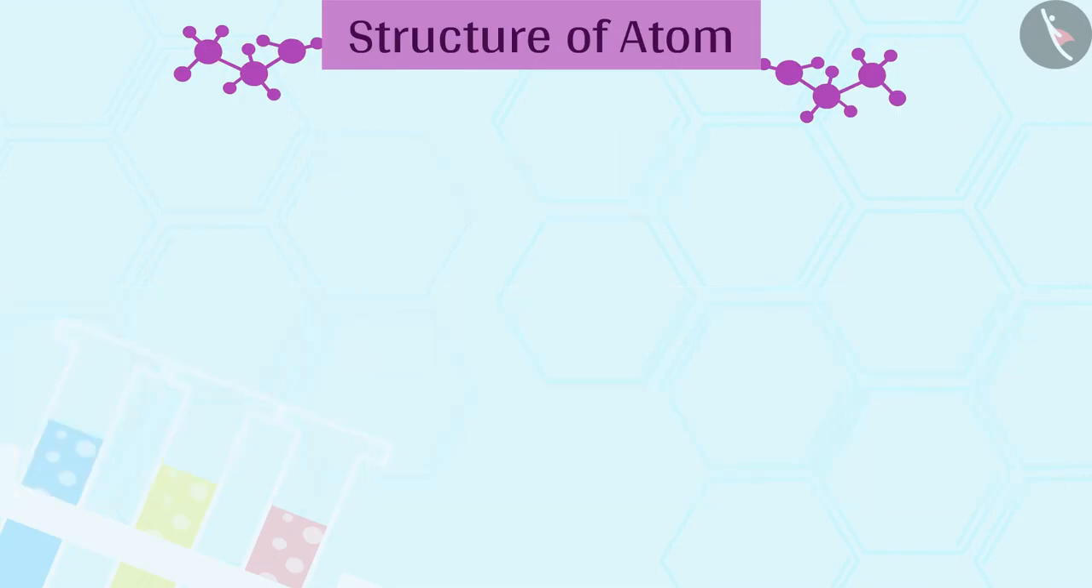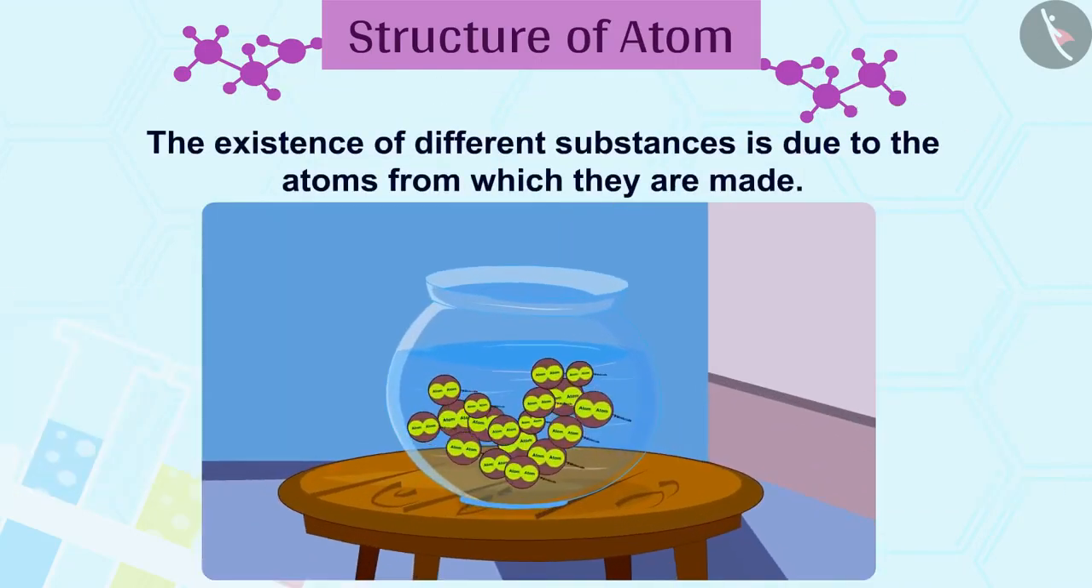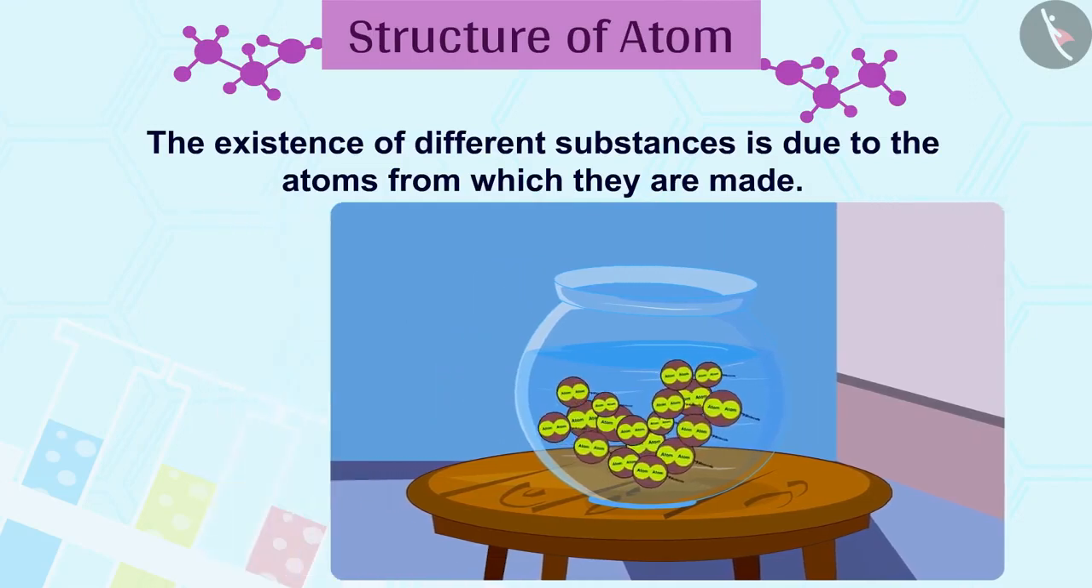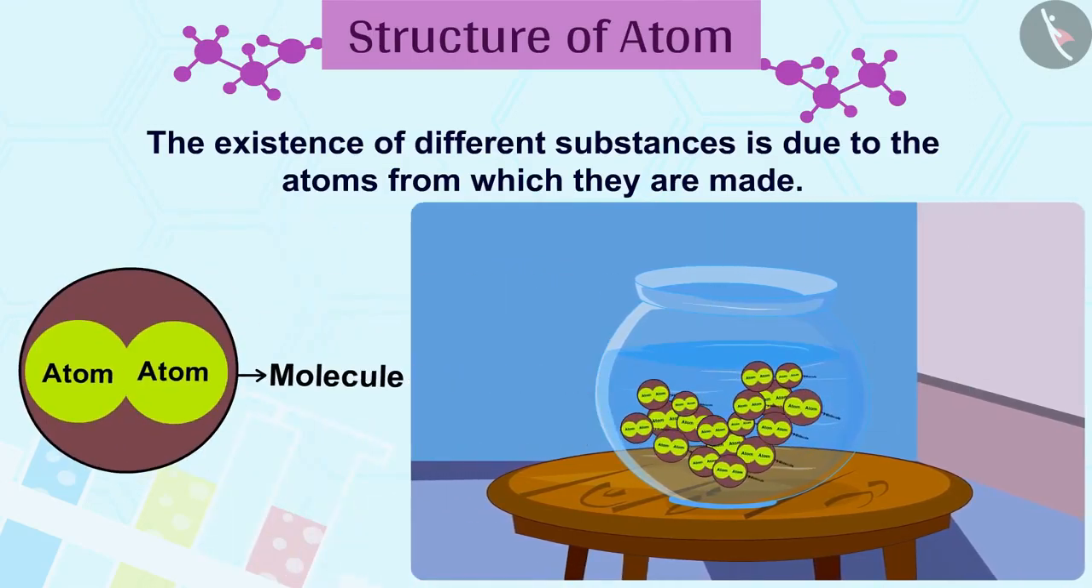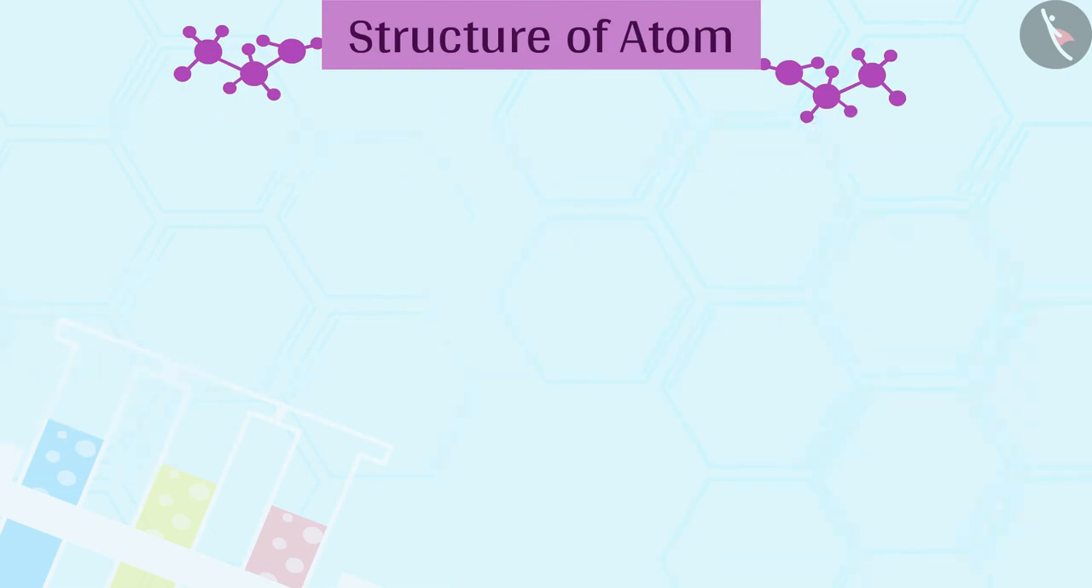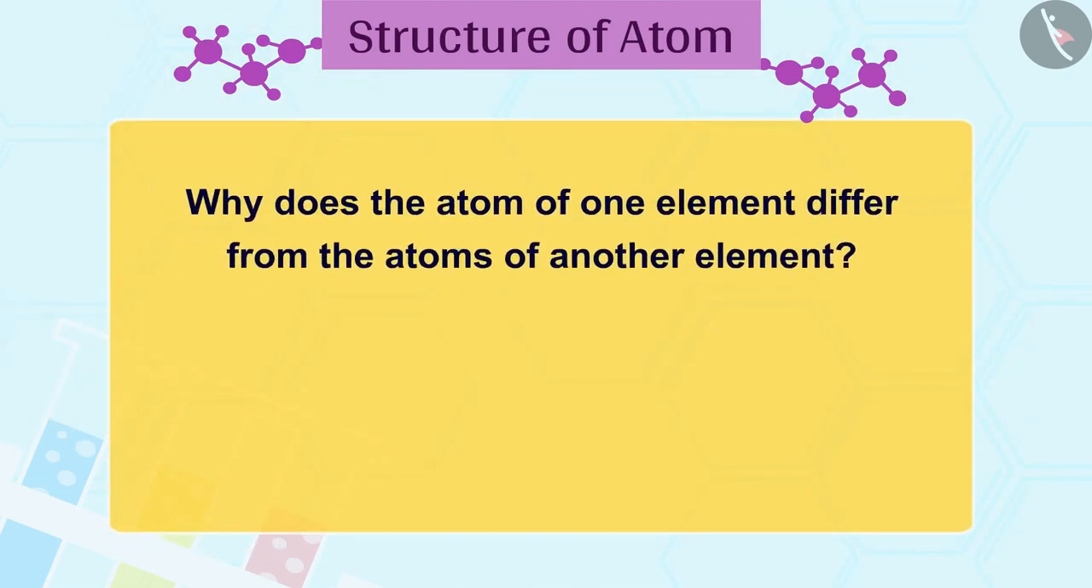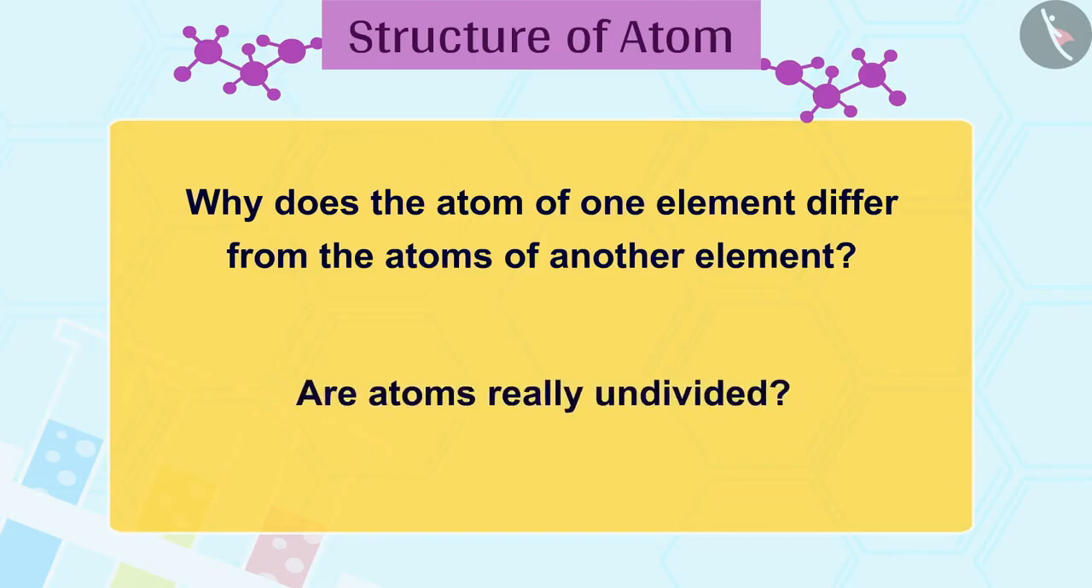We have seen that the existence of different substances is due to the atoms from which they are made. But why does the atom of one element differ from the atoms of another element? And are atoms really undivided? We will find the answers to these questions in some upcoming videos.